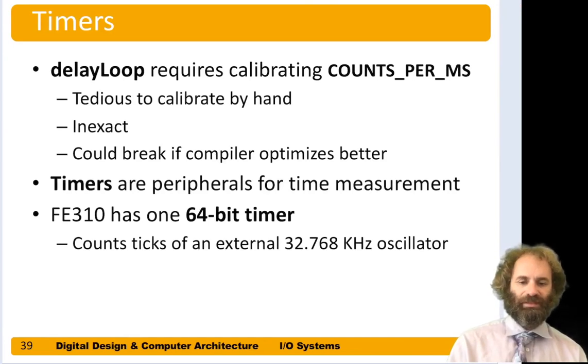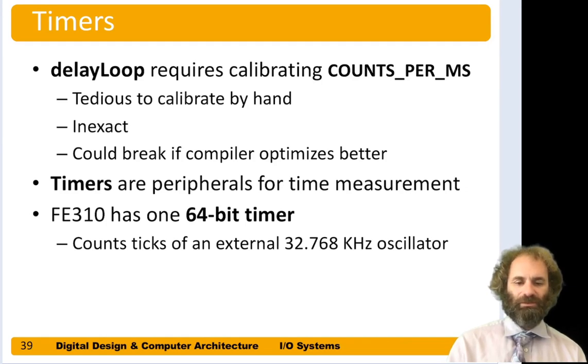The trouble with that delay loop function is it requires calibrating the counts per millisecond. First of all, that's kind of tedious to do by hand. Second, it's inexact. Was it exactly 1600 or maybe it was 1670? I didn't measure accurately enough with my stopwatch to know. And finally, if the compiler changed, let's say it made some better code that ran the loop faster, then the amount of delay would no longer be accurate.